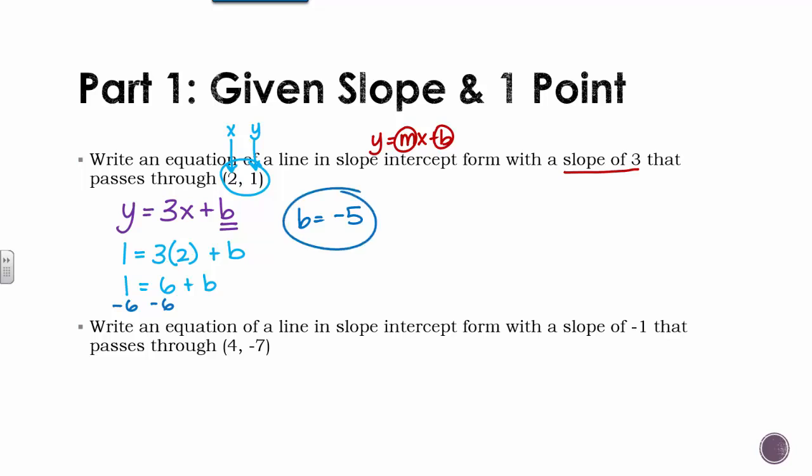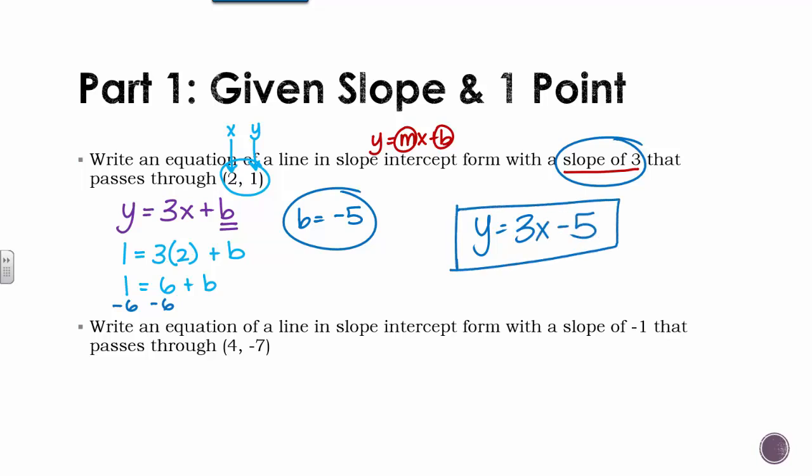So now that I have this and my slope, all I got to do is plug it into my equation. And this equation right here has a slope of 3. We can see that. And then if we were to graph it, it would pass through the point (2, 1). Let's try one more together.